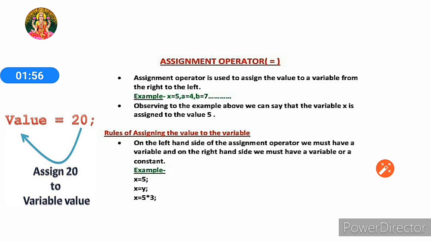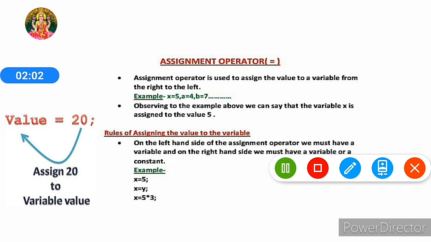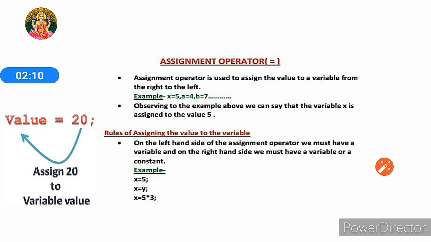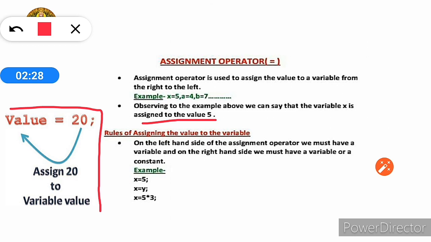Observing the example above, we can say that the variable x is assigned the value of 5. This I also made clear to you. Okay students, you can easily see in this diagram that the value is equal to 20, and we are assigning the value 20 to a variable.